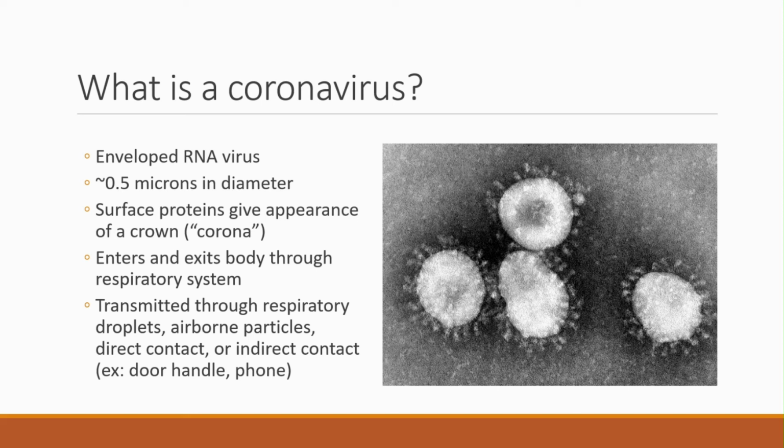And they enter and exit the body through the respiratory system and are transmitted through respiratory droplets, airborne particles, direct contact, or indirect contact. For example, maybe they get deposited on a door handle or a phone, and then you pick these up. These are called fomites. A fomite is any inanimate object where you can pick up a disease.